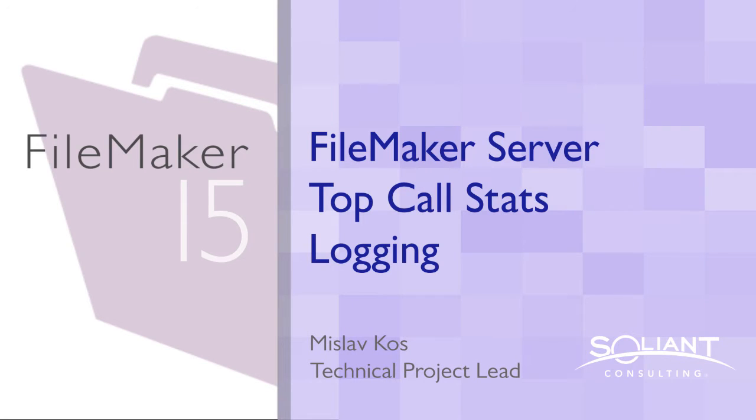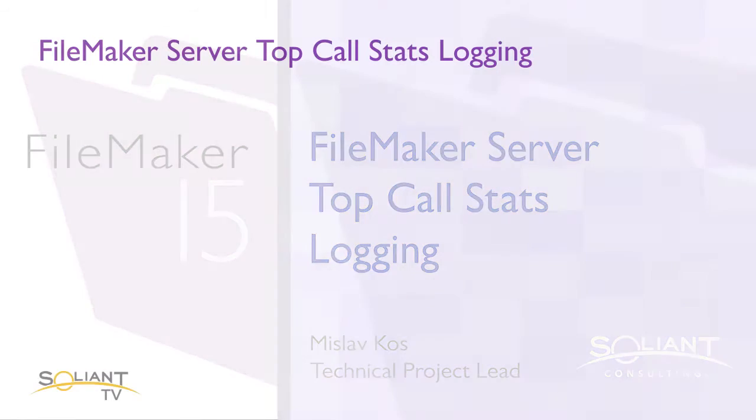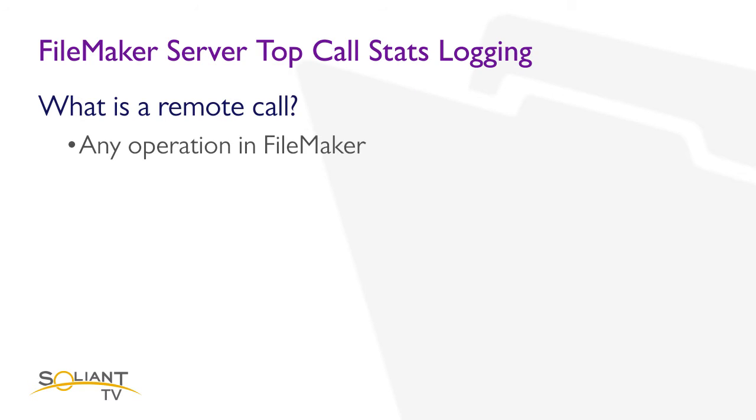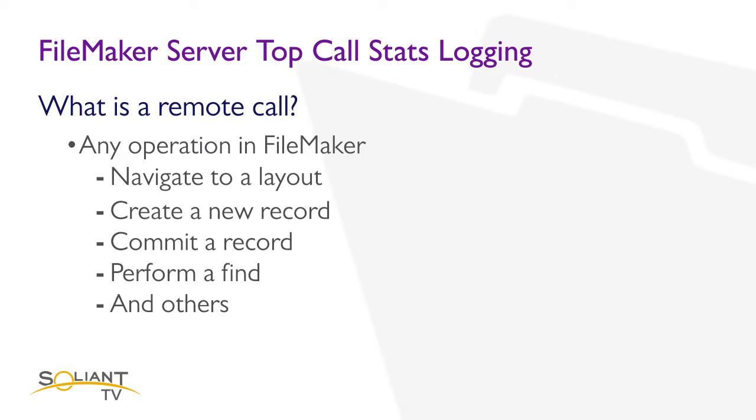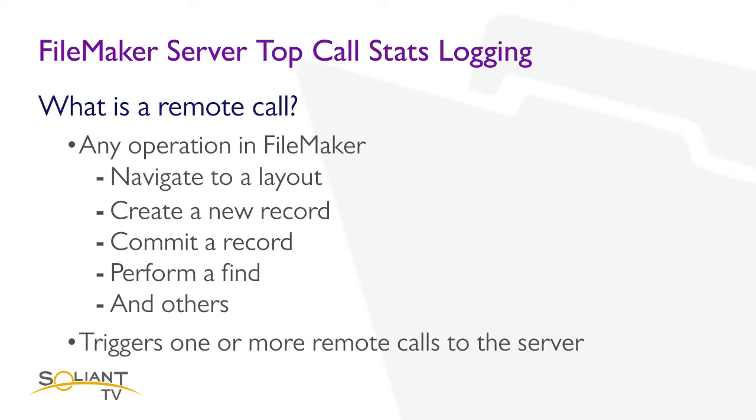FileMaker Server 15 adds a new feature called Top Call Stats Logging, and this logs up to the 25 most expensive remote calls that are made during a collection interval. So what is a remote call? Well, any operation that you take in FileMaker, for example, if you navigate to a layout, if you create a new record, if you commit a record, if you perform a find, and so on, each of these operations trigger one or more remote calls to happen on the server.